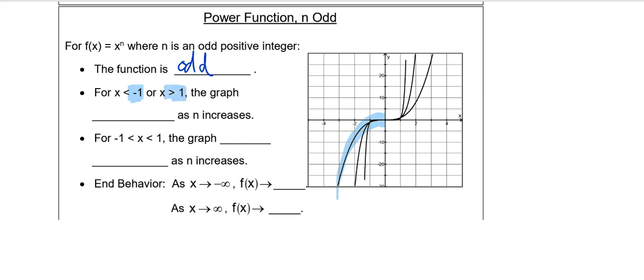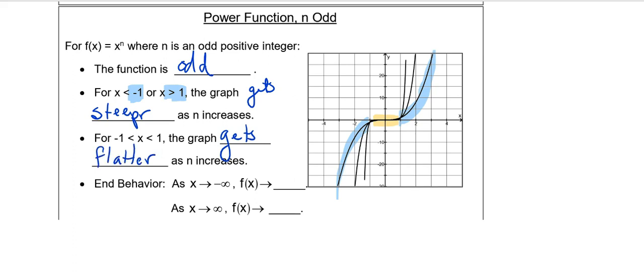What's going on with that? When x is greater than 1, I'm just picking one of the functions to deal with. As n increases, our function gets steeper. Then we'll analyze between those two values of negative 1 and 1. When x is between negative 1 and 1, we can see that the graph gets really flat. Not fatter, but flatter. F-L-A-T-T-E-R.